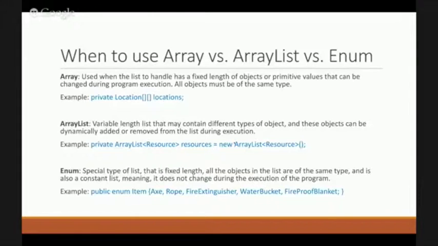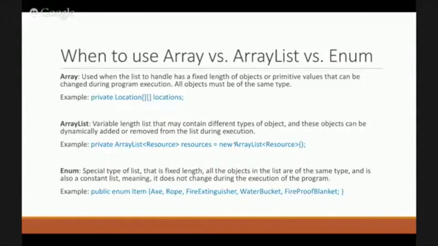Array lists are used when we have variable length lists, meaning that dynamically through the execution of the code, the length of the list can change. Array lists have an add or remove method to be able to dynamically add or remove objects. It can have objects of multiple types within the same array list. And there's an example of how to instantiate a variable of type ArrayList.